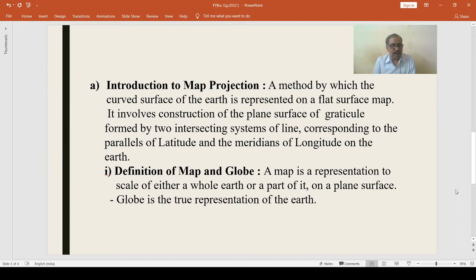Then the drawbacks or demerits of the globe are: a globe is a spherical body, so we can see only half of the globe at a glance.